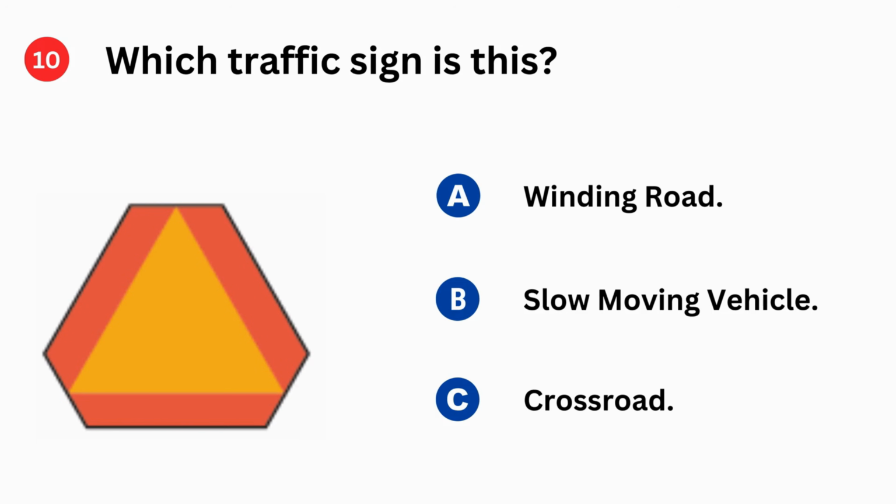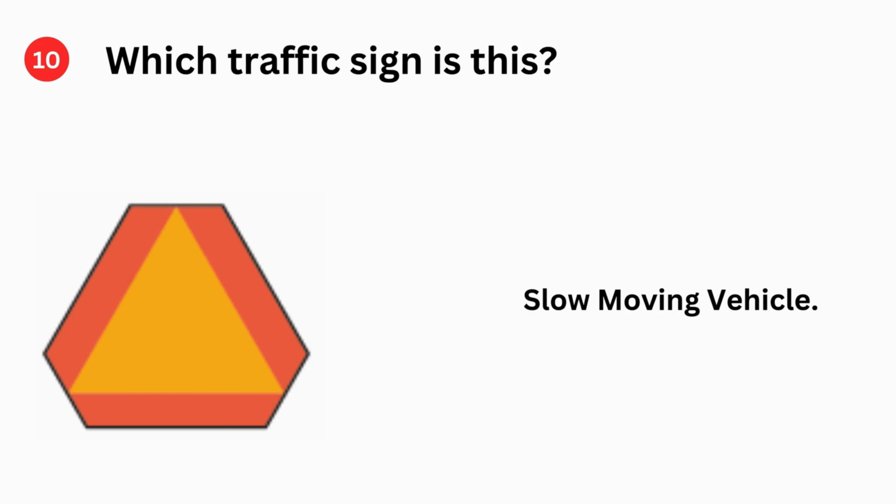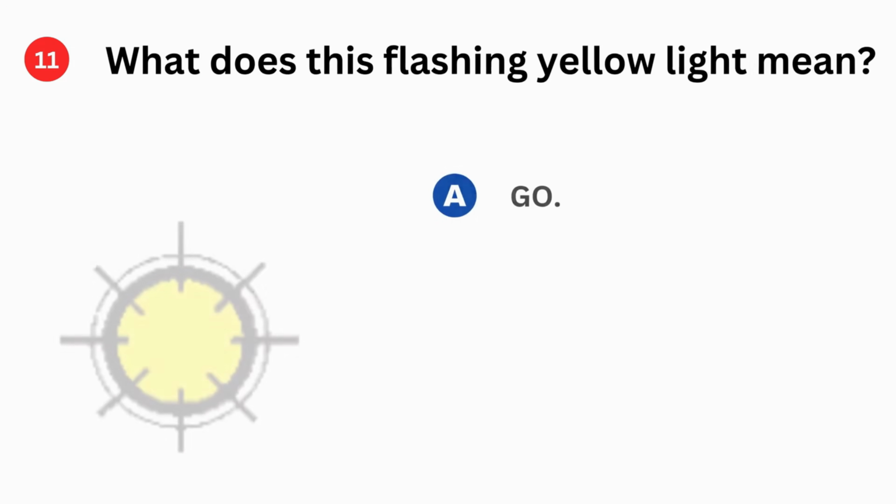Which traffic sign is this? A. Winding road. B. Slow-moving vehicle. C. Crossroad. Correct. It is the slow-moving vehicle sign.